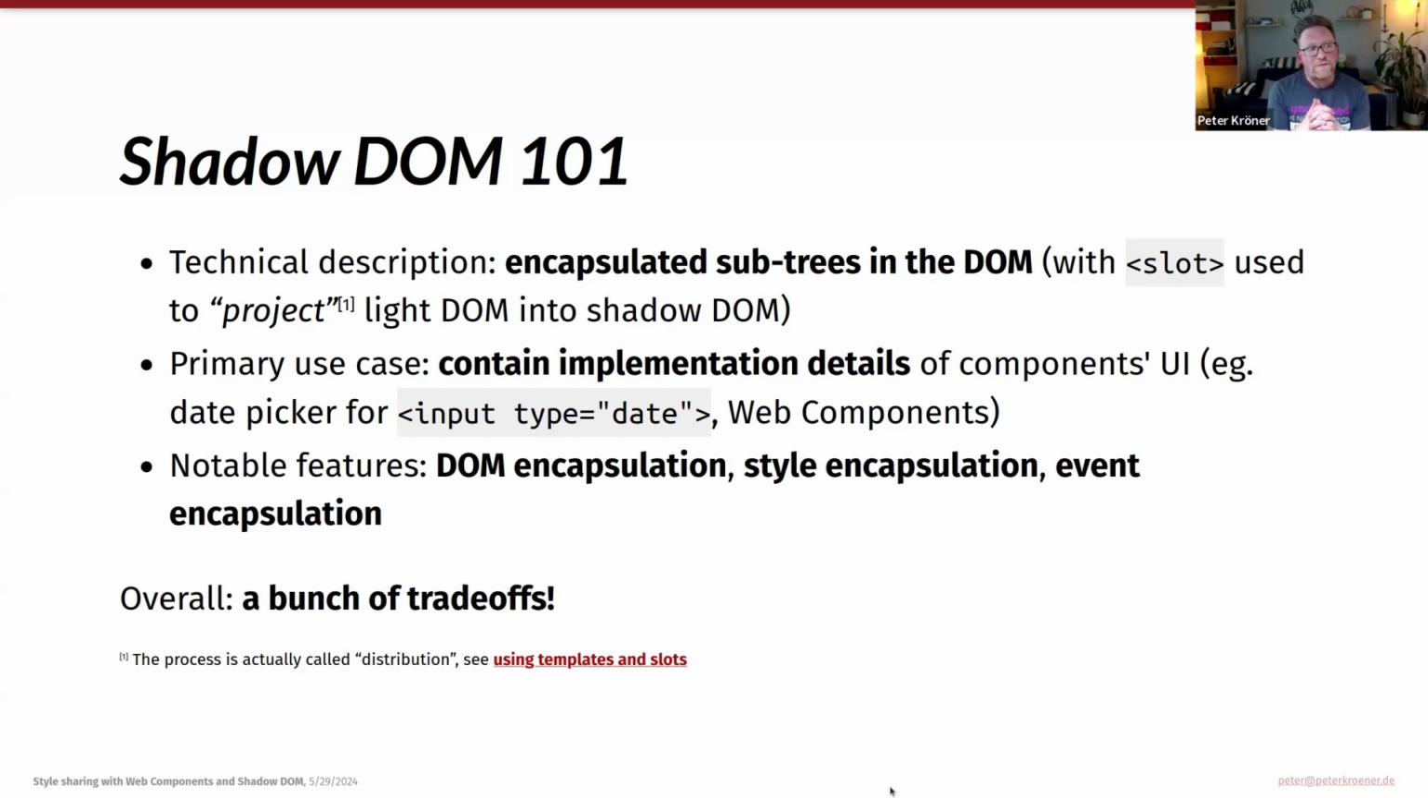And the notable features that make Shadow DOM a good fit for components is that they feature some DOM encapsulation, because you host your content in specific subtrees that are not readily accessible from the main page. There's event encapsulation going on, at least depending on how the shadow tree is configured and how the events work. And there's also style encapsulation at work. And this is really the important bit for today.